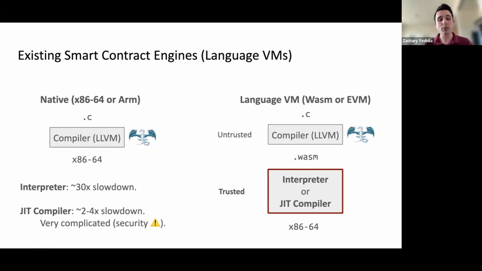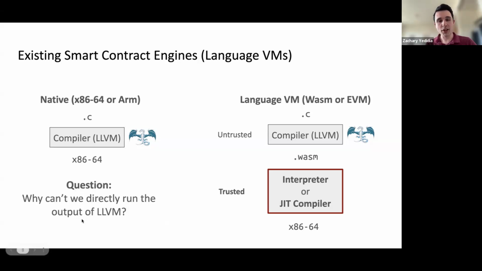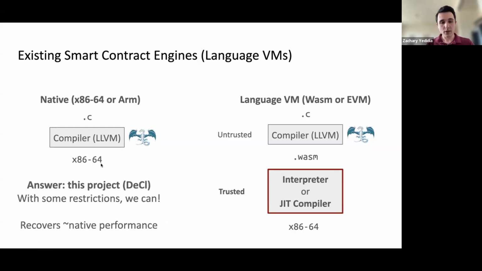And these programs are typically very complicated, so there's this trade-off between complexity, security, and how efficient you can go. You can add more complexity to get maybe a faster compiler or faster generated code, but this comes at the expense of more chance of bugs and security issues coming up in your execution environment. So the question we're going to try to answer in this project is: why can't we just directly run this native code output from LLVM? And the answer is, we can do that with some restrictions, and we can recover mostly near-native performance when we do that.